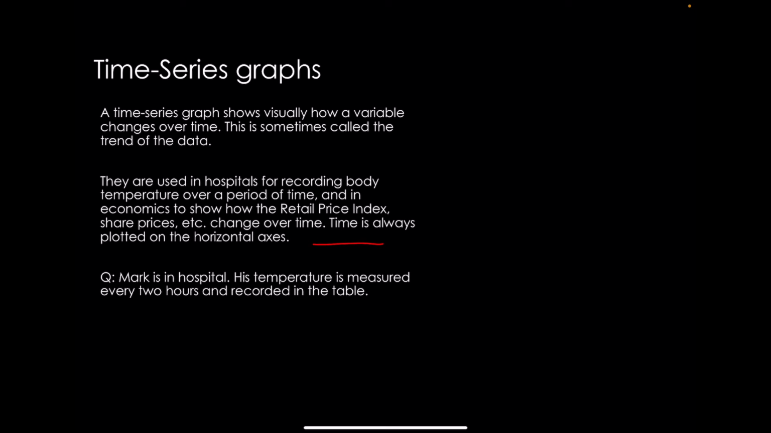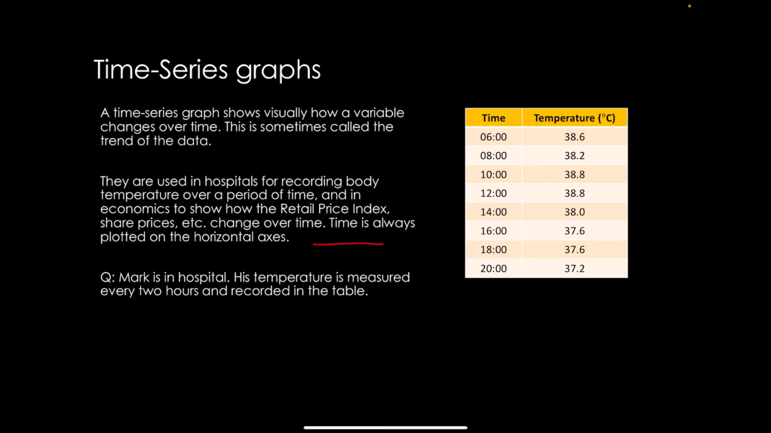So here's an example. Mark is in hospital. His temperature is measured every 2 hours and recorded in this table. Okay, so at 6 o'clock, it was 38.6 degrees. At 8 o'clock, it was 38.2 degrees, and so on and so forth until 8 o'clock at night.